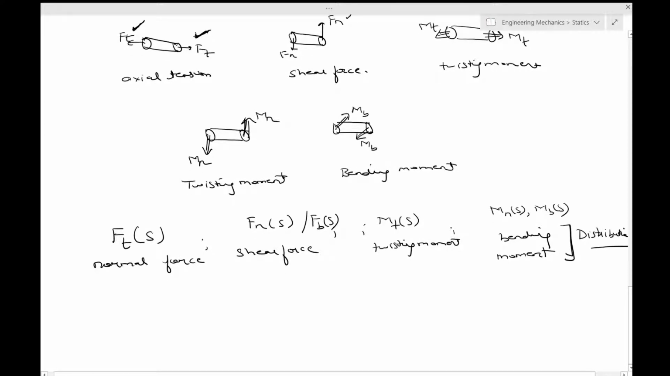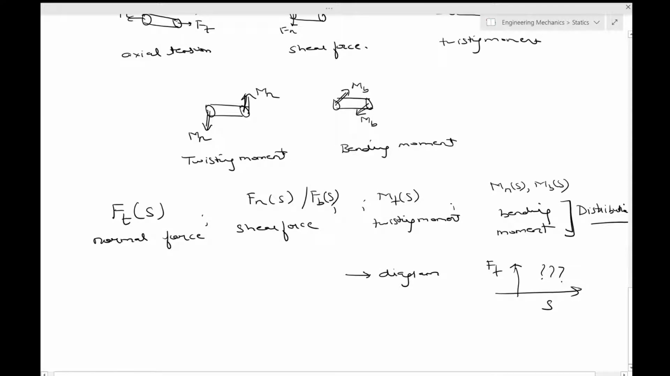Okay, so we have to show this, and normally these are plotted like a diagram. For example, you have S and you have FT. How will this diagram look, and so on. That is what is important, and these diagrams are used to predict whether the bars which have been designed are actually capable of carrying the load which is intended.